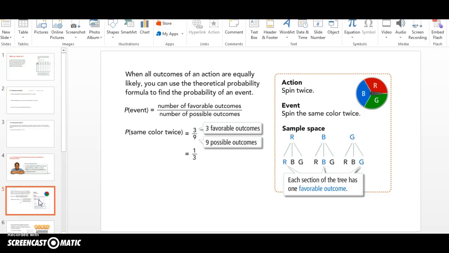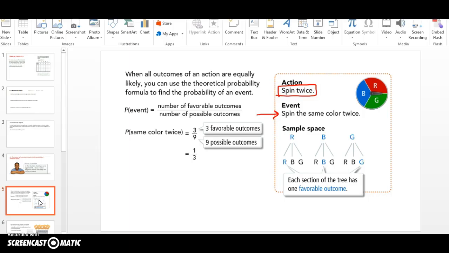This is exactly like simple probability. You're just picking how many things out of the total. The only difference is now we have multiple things happening, so you either have to use tree diagrams or tables or detail lists. So let's say the action is I want to spin the spinner twice, and the event, like if I said to win the game, you have to get the same color twice.